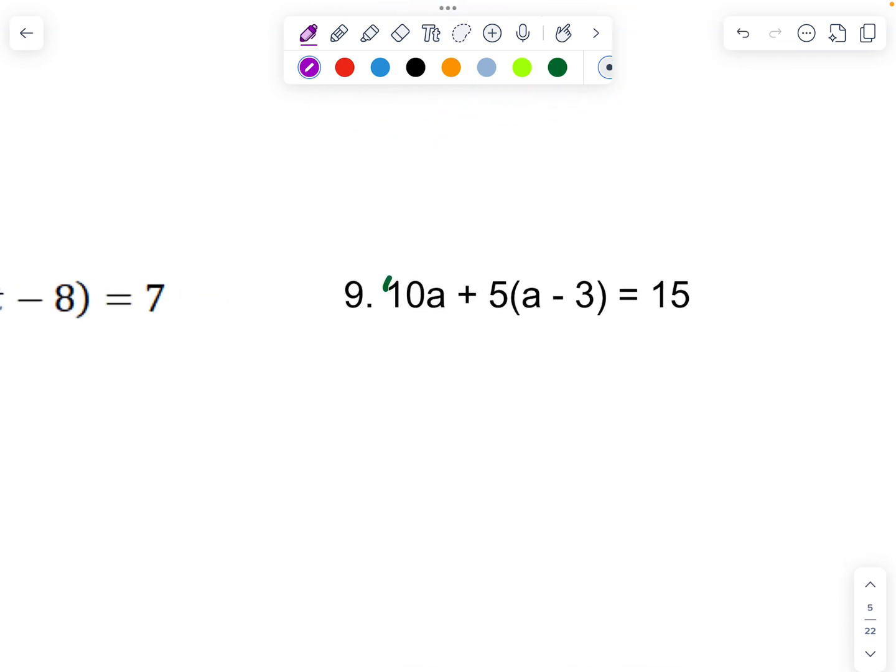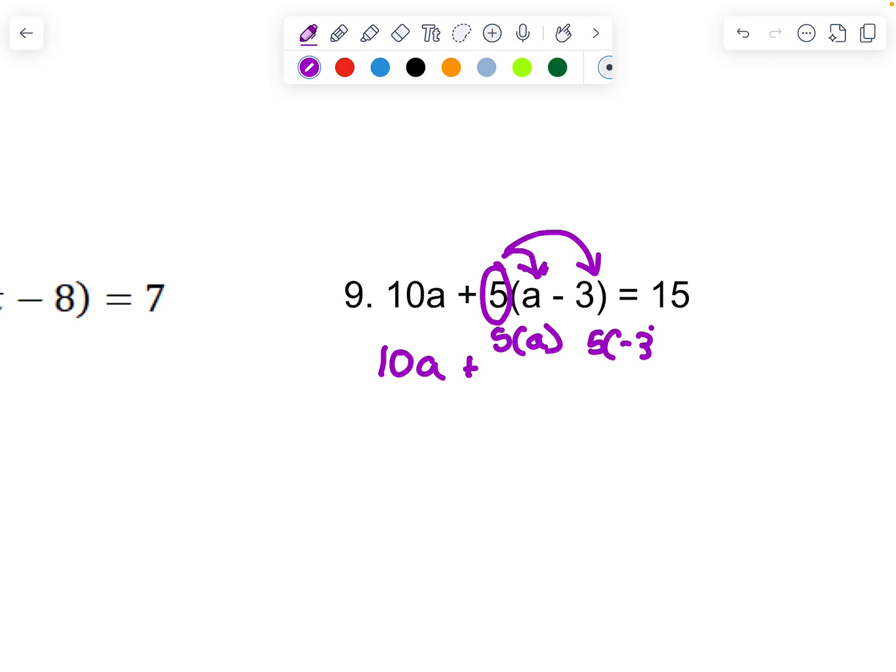Problem 9, I have multiplication going on here, addition, distribution, the parentheses, okay? So what I see when I see distribution is I have a 5 that's being multiplied to an A and to a -3. This 5 is getting multiplied to both of those things inside the parentheses. So I'm going to simplify that first. My 10A is over here. Now, I'm essentially doing 5 times A and 5 times -3, right? I'm multiplying 5 by both those things.